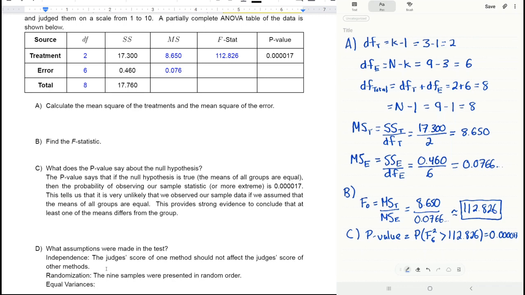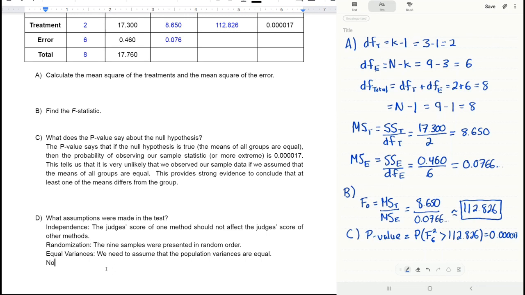We need to assume that the population variances are equal. And we also need to assume that the populations come from a normal distribution.